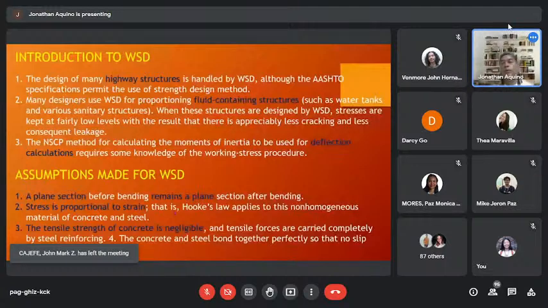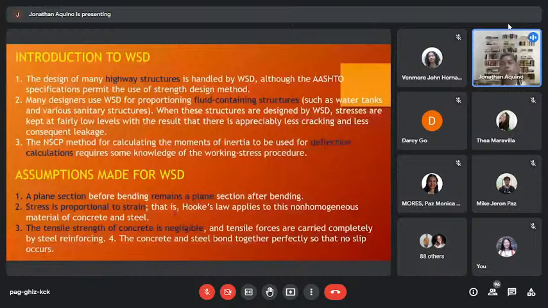Then number four, there is a perfect bond between steel and concrete. So there will be no slippage during the use of the beam.